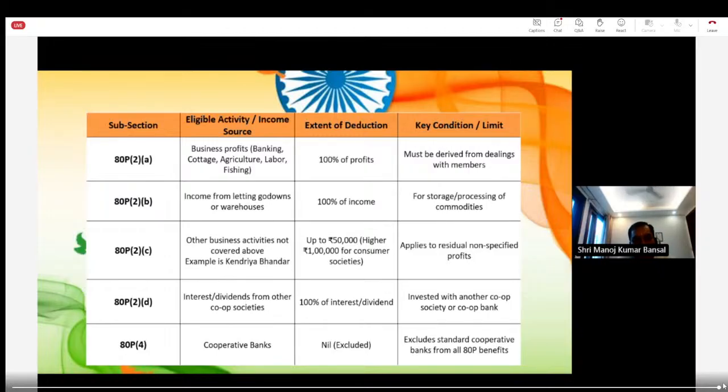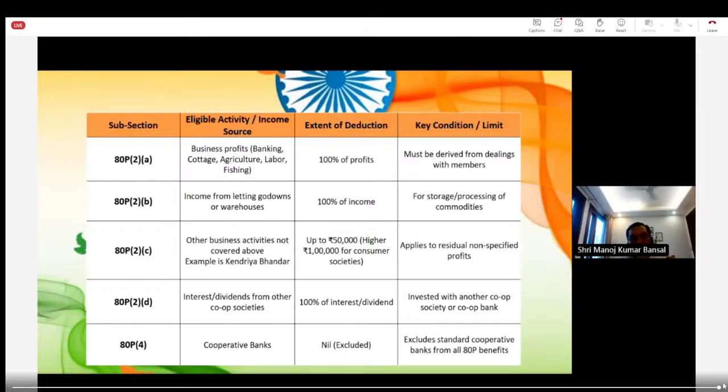ATP 2D, that is interest or dividends from other cooperative societies. If interest is received from another cooperative society, that is again exempt. But if a dividend or interest is received from a nationalized bank, is the deduction allowed? No. In that case, no deduction is allowed.